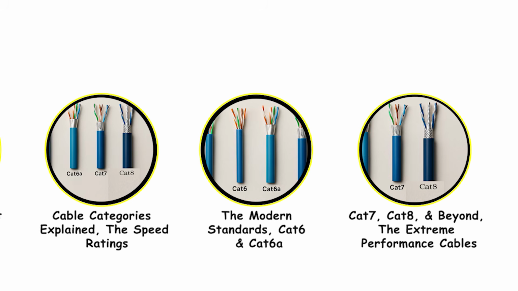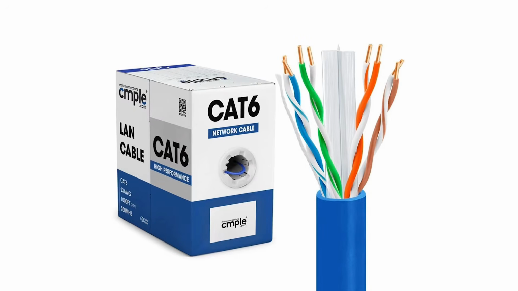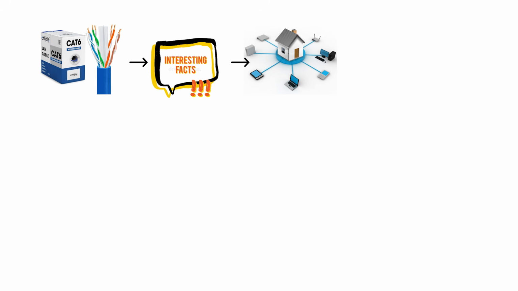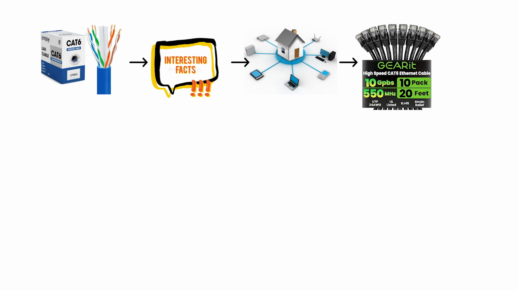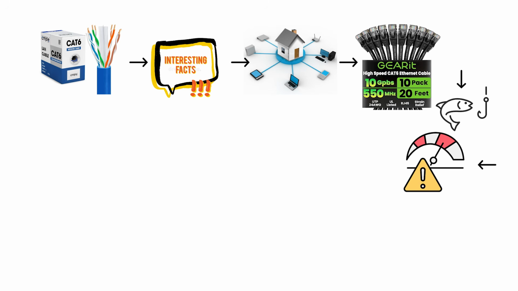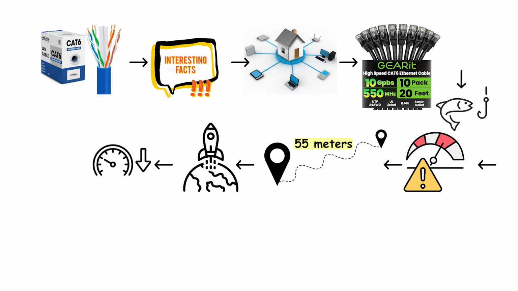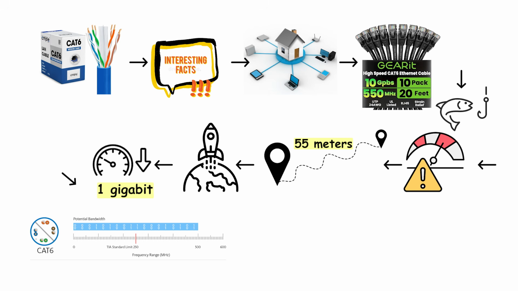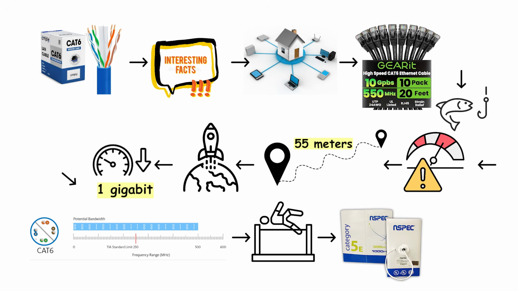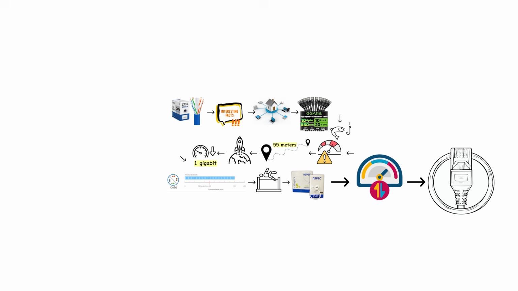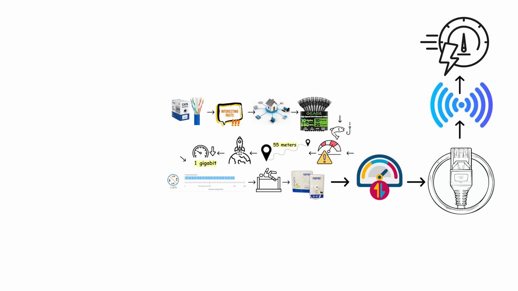The modern standards, Cat 6 and Cat 6a. Cat 6 is where things get interesting for anyone building a serious home network. Category 6 cables are rated for 10 gigabit speeds, but there's a catch. They can only maintain those speeds up to 55 meters. Beyond that distance, the speed drops back down to 1 gigabit. Cat 6 also has a bandwidth of 250 megahertz, which is a significant jump from the 100 megahertz of Cat 5e. This higher bandwidth means the cable can reliably transmit data across a wider range of frequencies, which translates directly to faster speeds.